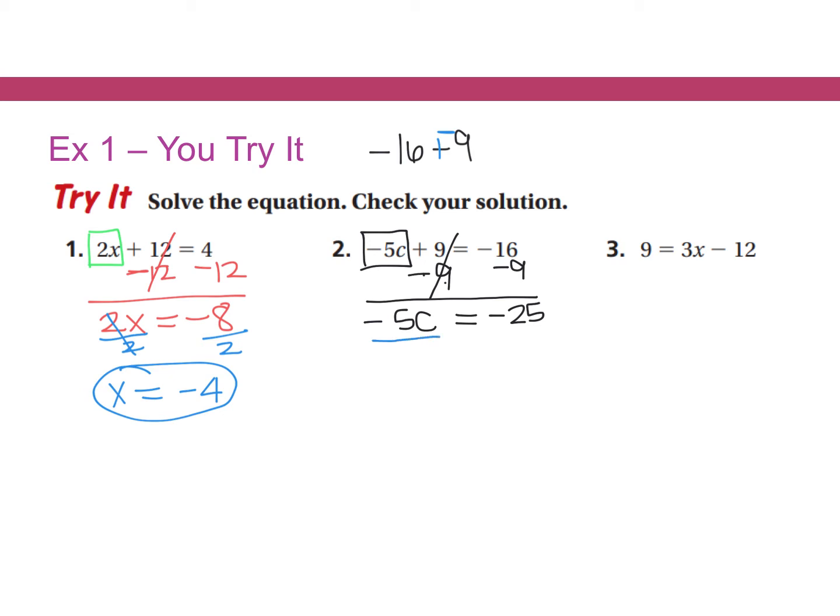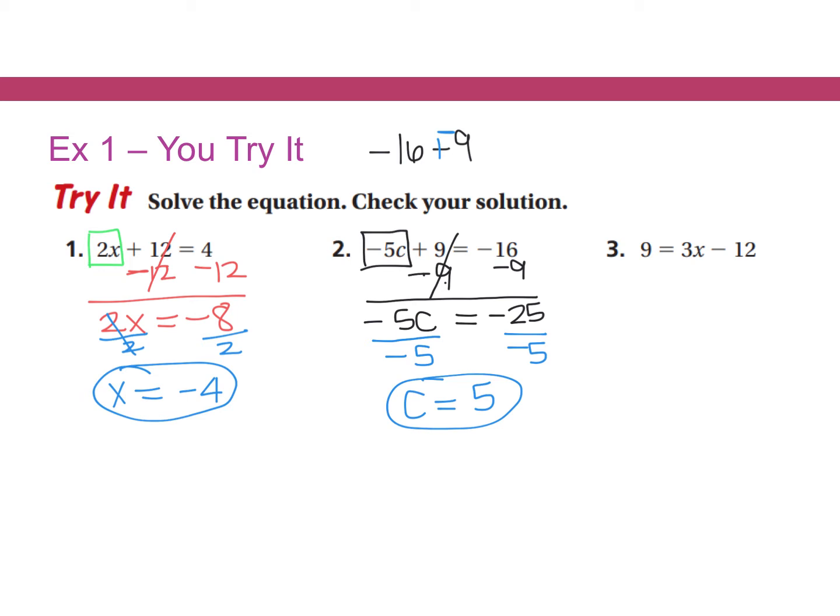Negative 5 is attached to c by multiplication, so I can go ahead and divide everything by negative 5. I can see that I'm going to end up with c equals negative divided by a negative is a positive. 25 divided by 5 is 5. So c then is a positive 5.